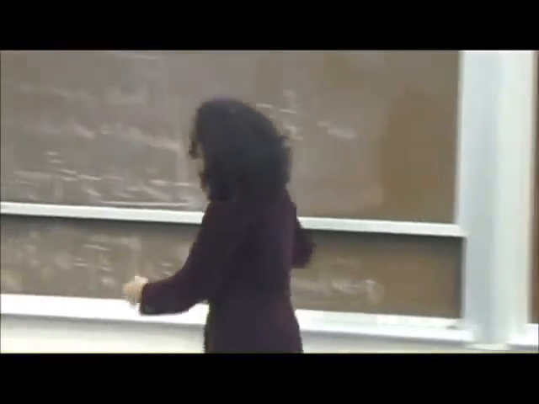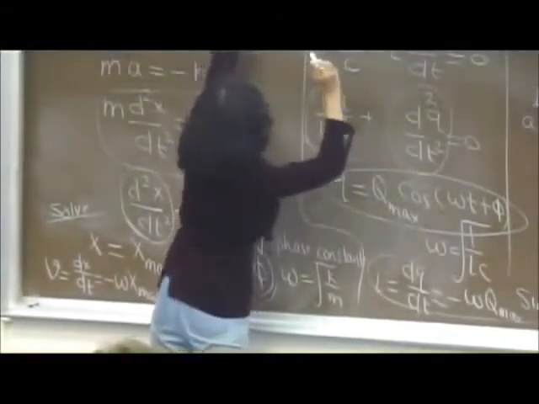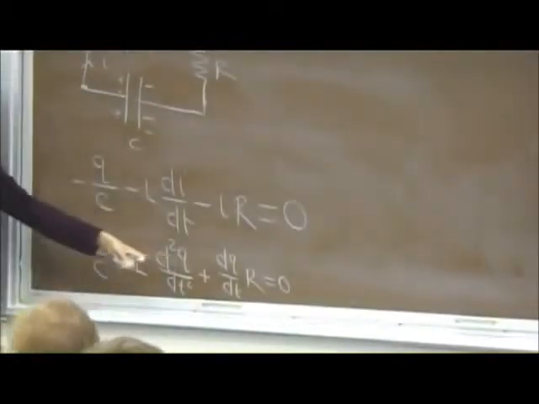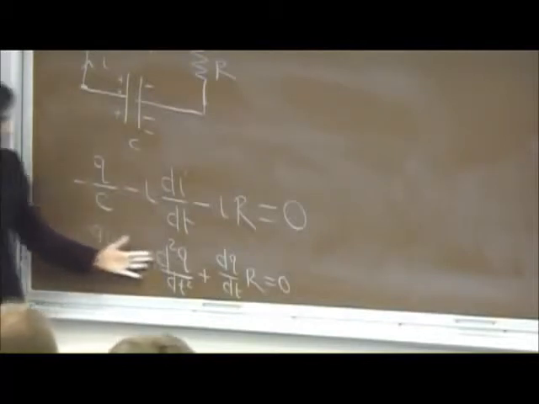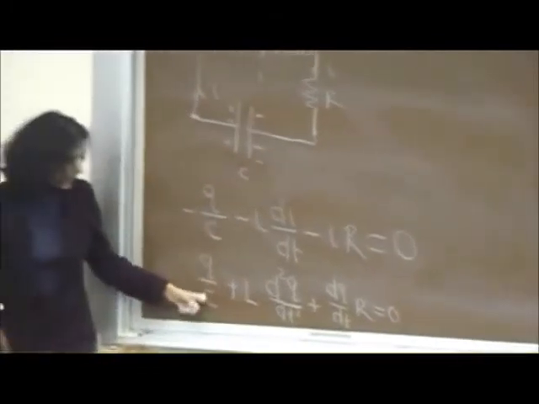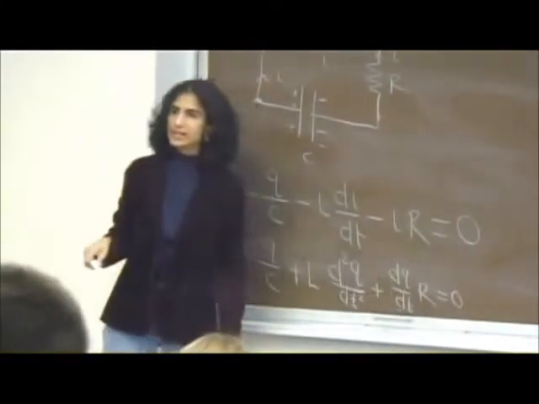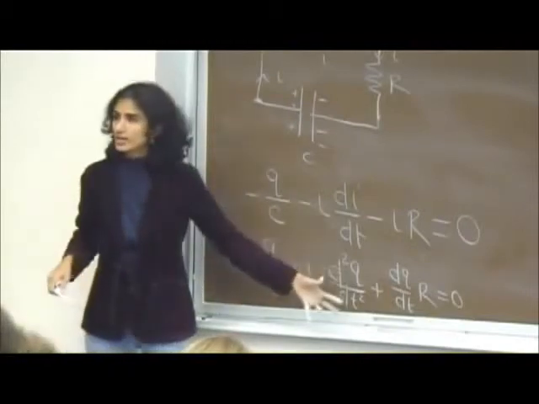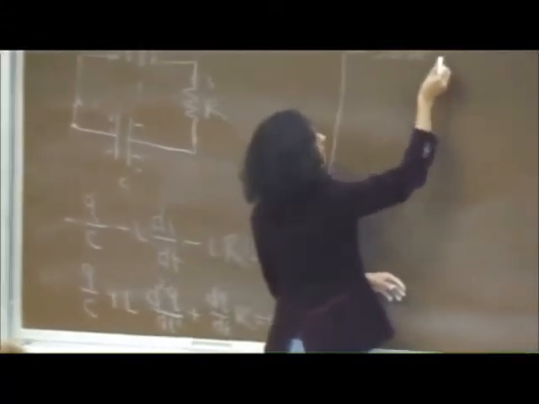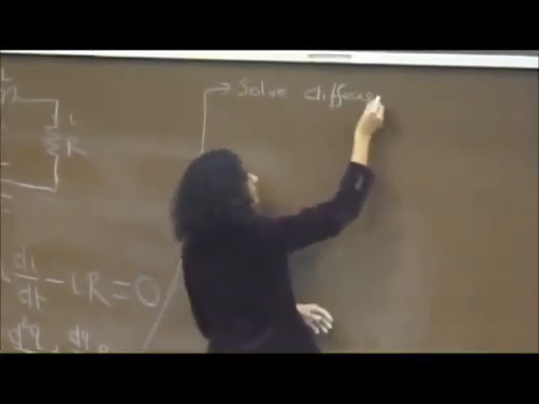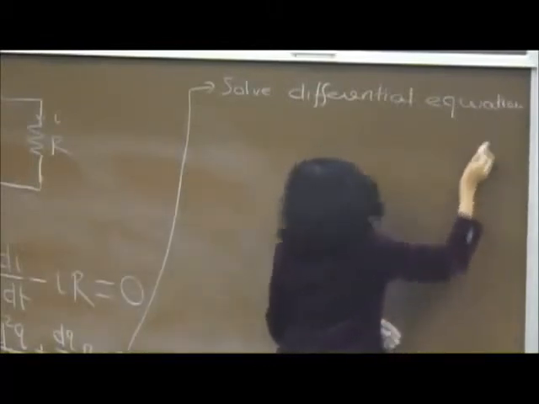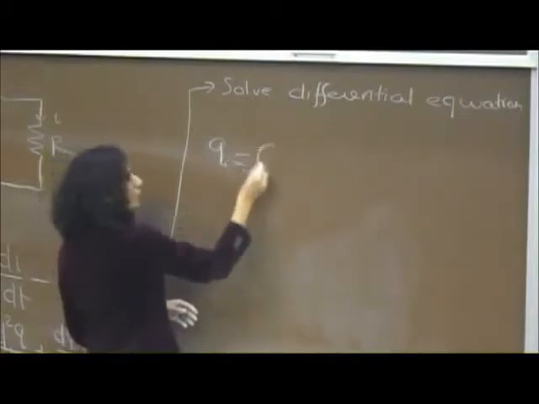All right, so let's move on then to talking about the RLC circuit. Does everybody see here? You have told me the capacitance, the inductance, and the resistance in the circuit. What I'm solving for is Q as a function of time. So solve this differential equation. And what you will find is this complicated looking thing.